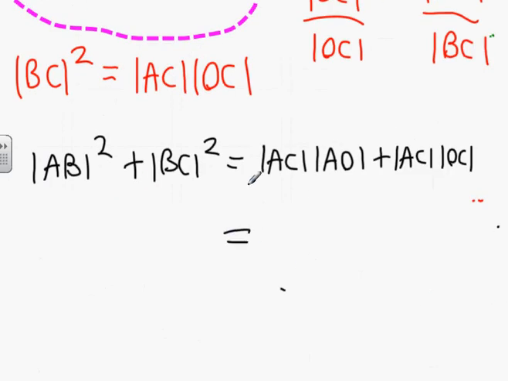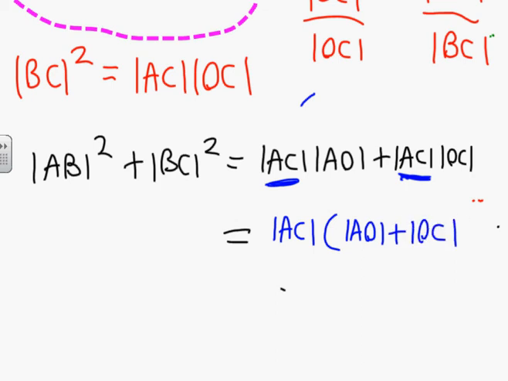Now what can you take out of the two of these? What do they have in common? In the same way, if you had xy plus xz, what could you take out? You'd be left with x times y plus z. That's what we're doing here. You see the way we can take out AC, yeah? So we're going to be left with AC into anybody? What's left over? AD plus DC.